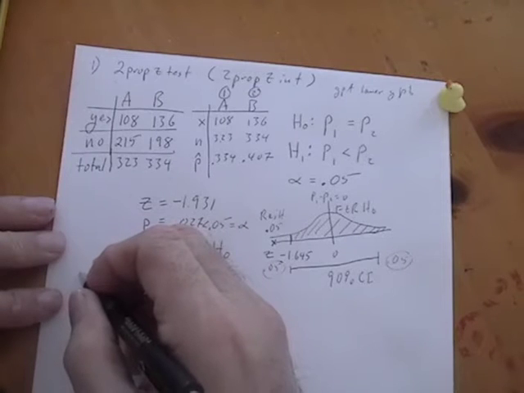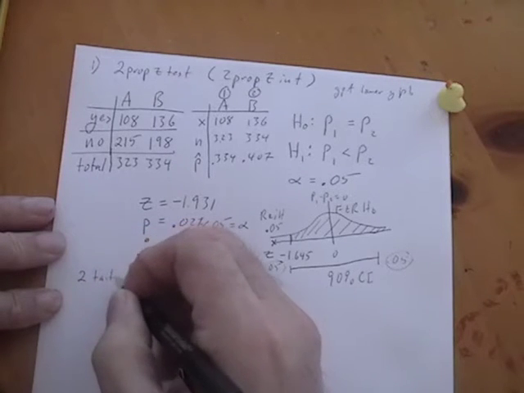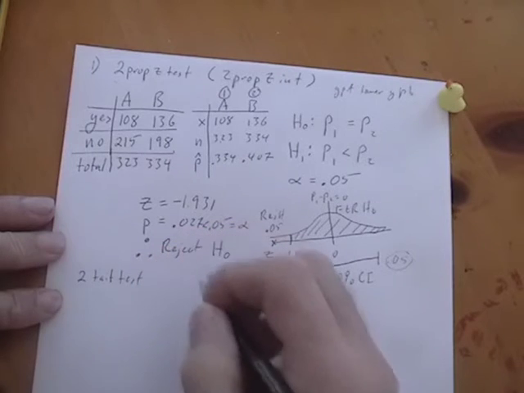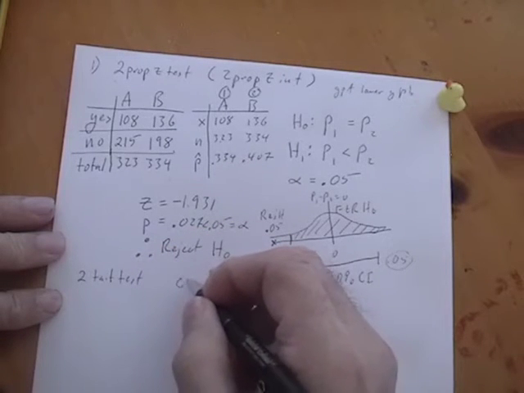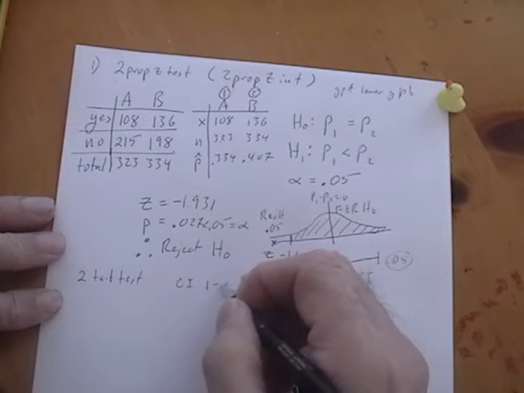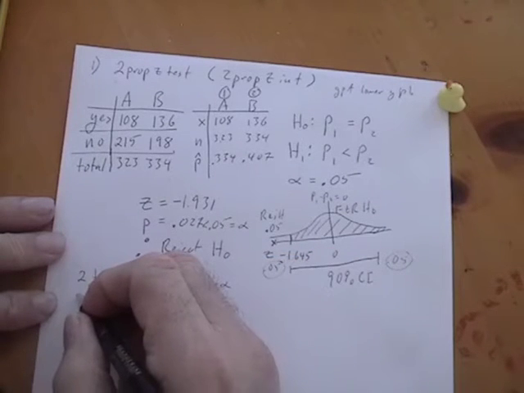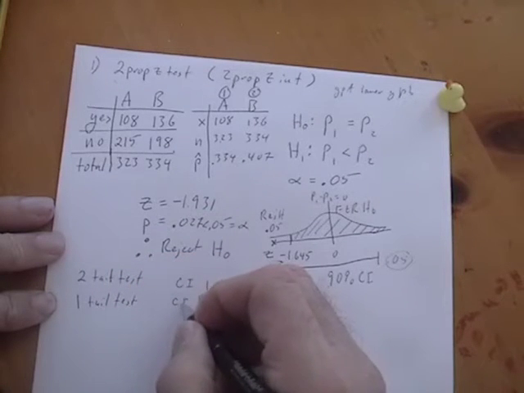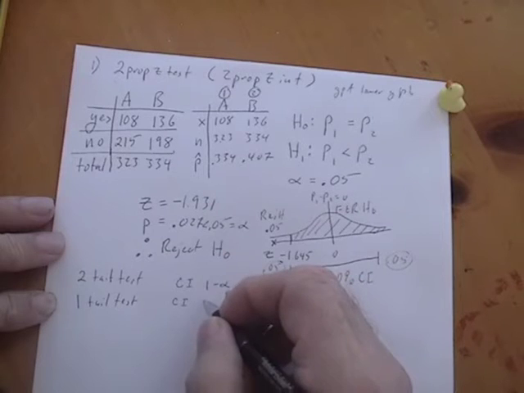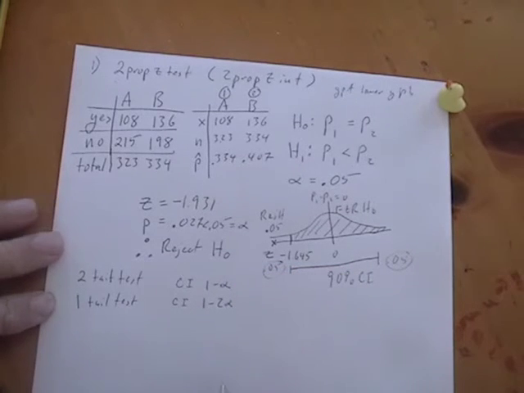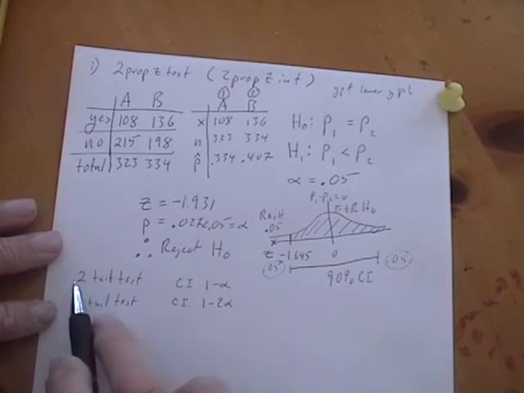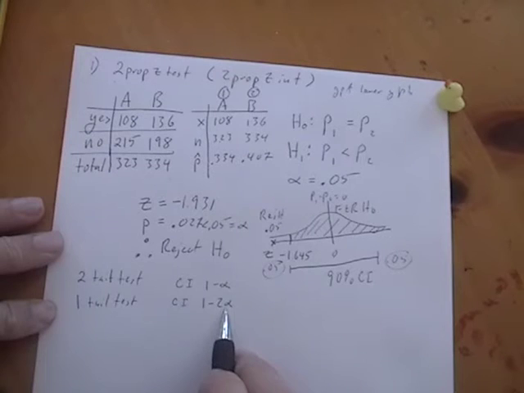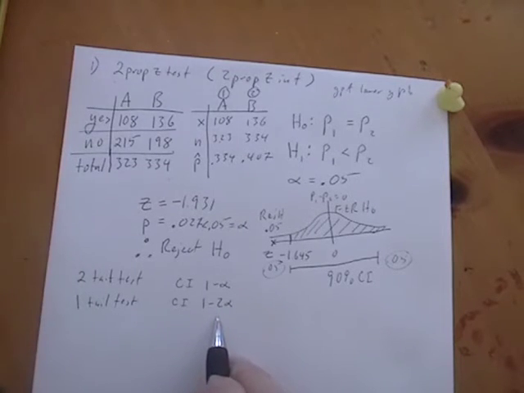The rule is, if it is a two-tail test, then the confidence interval is 1 minus alpha. If it's a one-tail test, then the confidence interval that you're going to use is going to be 1 minus 2 alpha. Sometimes I like to say that one of these gets doubled. Either the tails are doubled or the confidence interval, the alpha, is doubled to get that second tail in there.